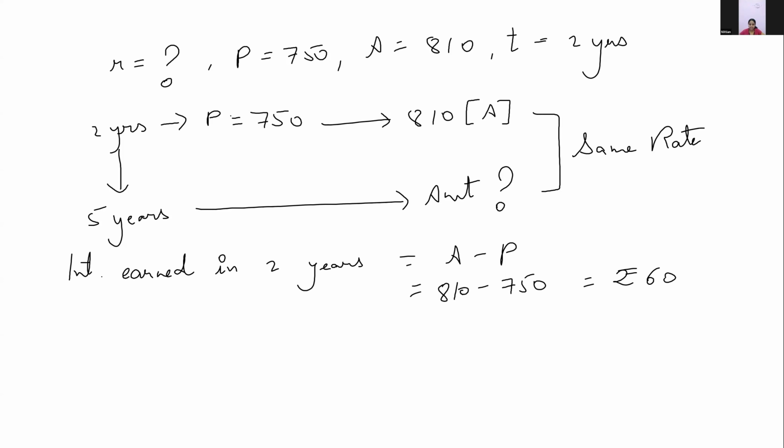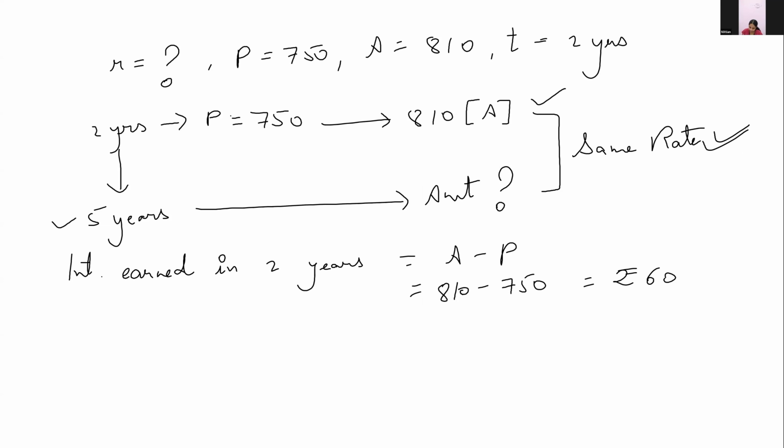Now we have to find the rate, because the question says the same rate. We have the values for this, and that same rate will be applicable to 5 years also. The rate which is there in 2 years will be applicable to the rate in 5 years also. So to find the rate, for 2 years we have everything. Okay, so let's find the rate.